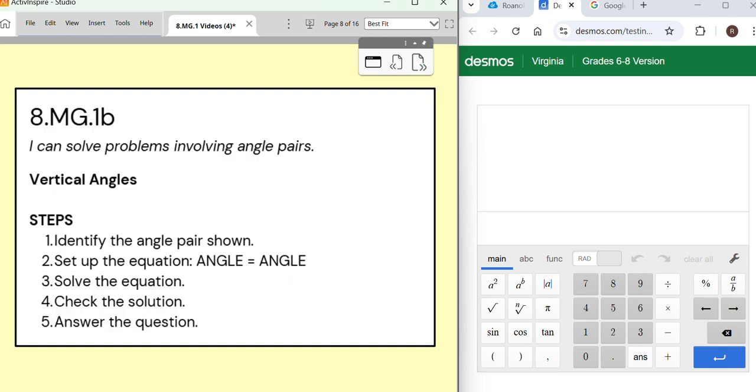This says I can solve problems involving angle pairs. So we're going to talk about vertical angles. You have to identify the angle pair shown, and if it's a vertical angle, you know that angle equals angle. You solve that equation, check your solution in Desmos, and then answer the question.